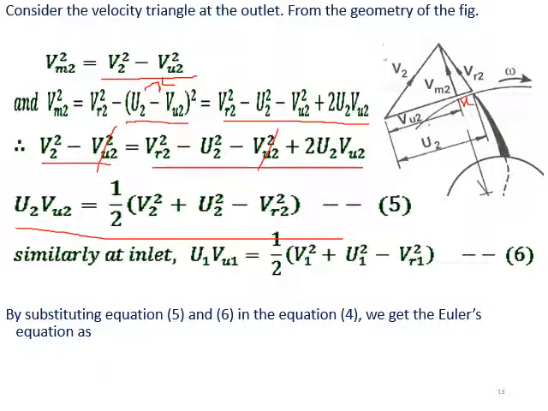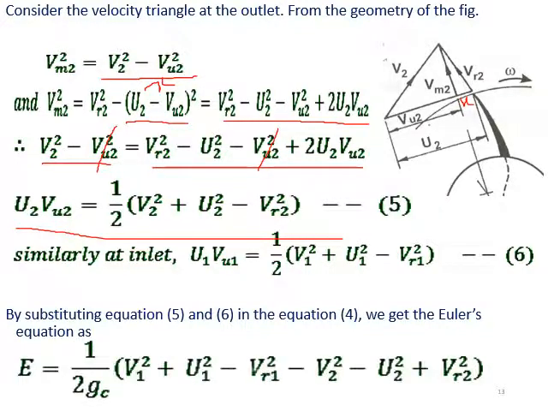By substituting equations 5 and 6 in equation number 4, the previous expression, we get Euler's equation as energy transfer is equal to 1 by 2 Gc into V1 square plus U1 square minus Vr1 square minus V2 square minus U2 square plus Vr2 square.